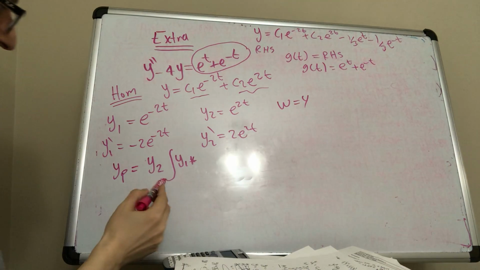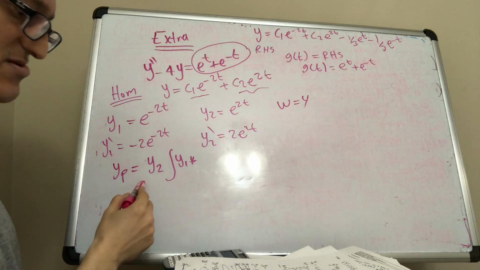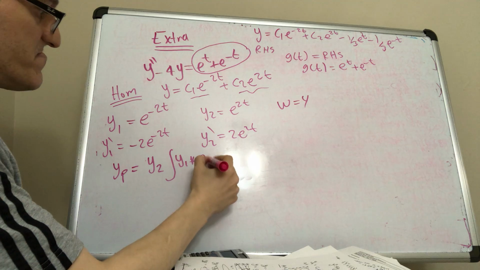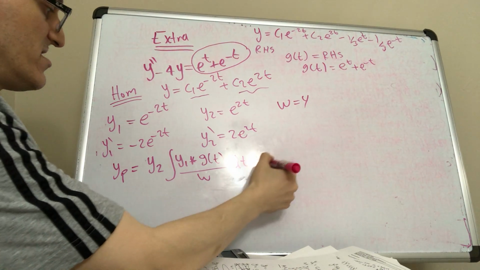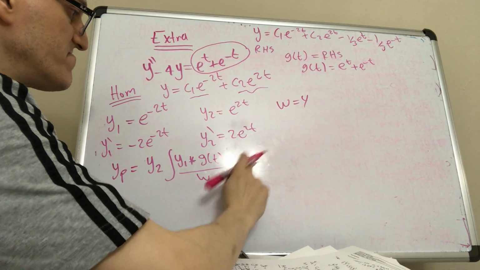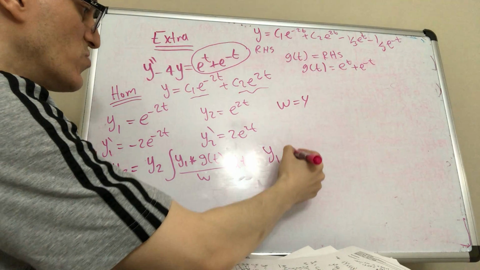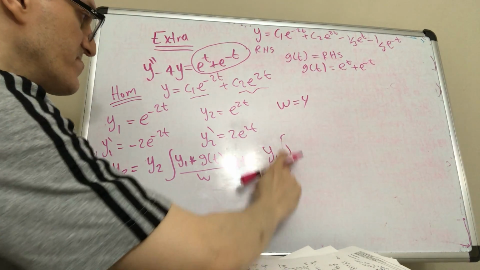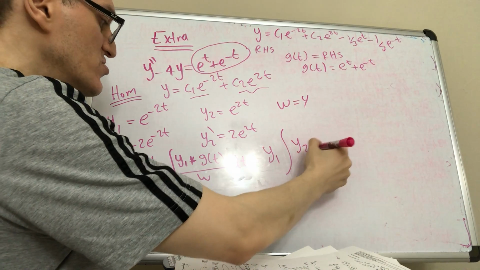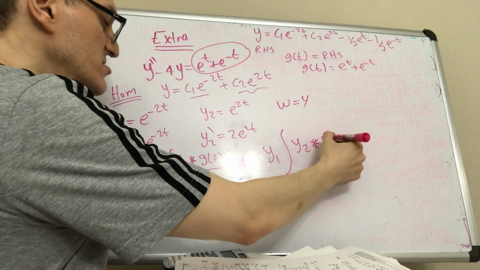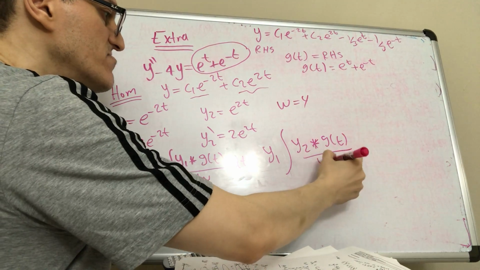So the formula is y2 outside the integral, y1 times g(t) over W, minus, you go y1 outside now, and you integrate y2 times g of t over W dt.